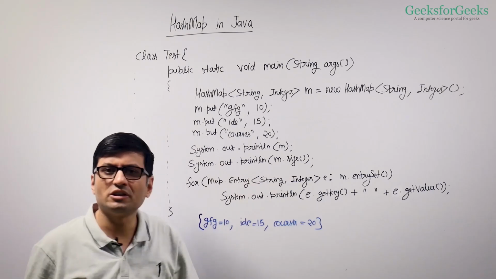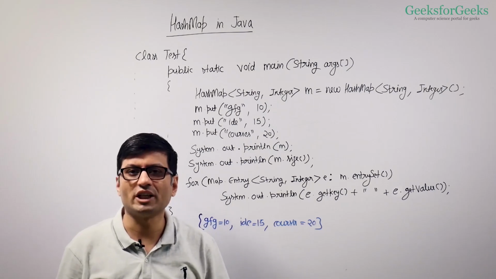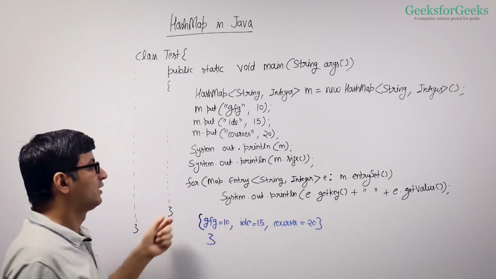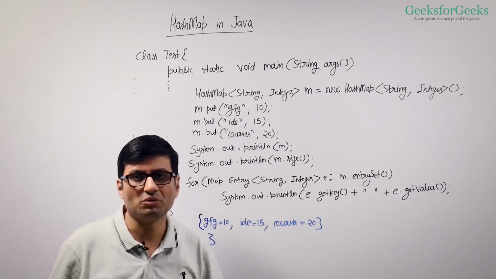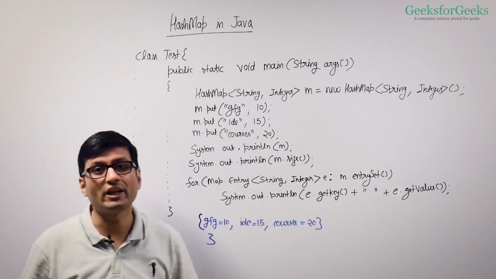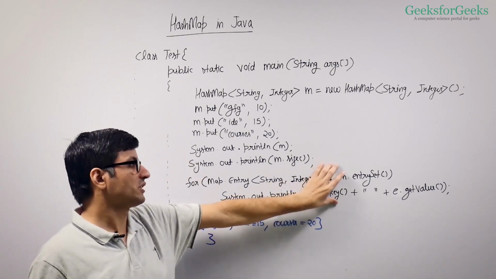There are many functions in HashMap. One of them is size, that tells you the size of the HashMap, how many key value pairs are there. So you will get 3. And this is how you traverse the HashMap. Suppose you want to traverse the HashMap, you want to do certain operations with all the keys or all the values, you can do this using this traversal.